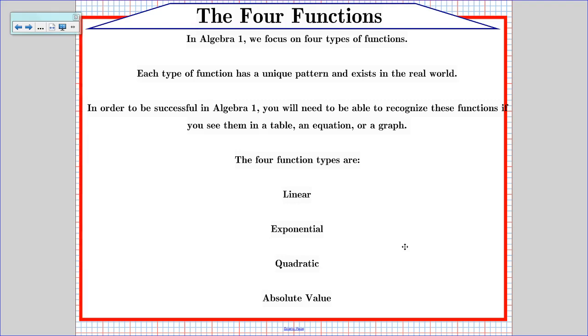So in Algebra 1, we focus on 4 types of functions in general. Each type of function has a unique pattern that exists in the real world. You're going to have to be able to look at these and recognize them from a table, an equation, or a graph. The 4 function types are linear, exponential, quadratic, and absolute value, and those names should mean something to you already.